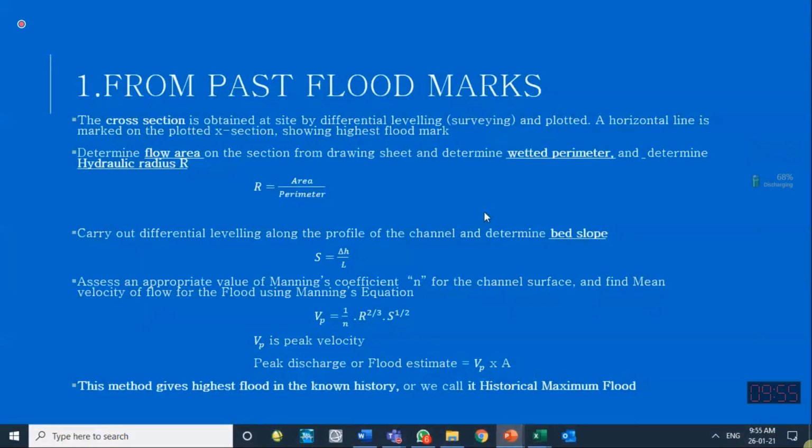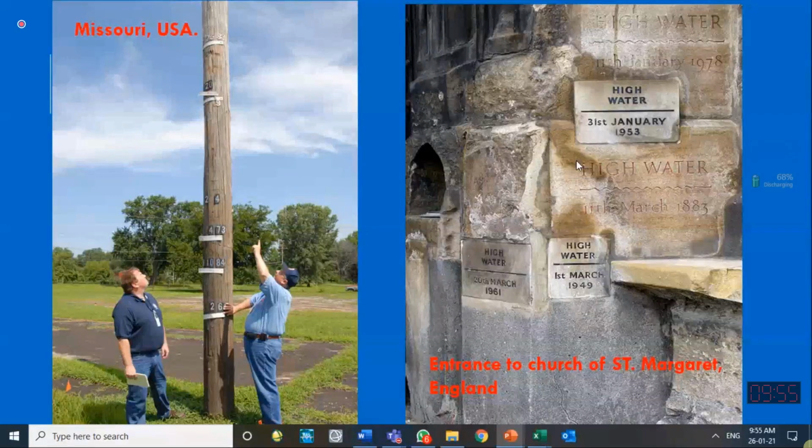If you have the flood mark and you have the cross-sectional area, you can get an idea of the flow area, and the perimeter you can also calculate. If you know the slope of the channel and you choose a suitable Manning's n, you can estimate the velocity of that flood or flow. And from the velocity multiplied by area, you can estimate the flow or the flood value which can reach these levels. So that is back engineering. From the flood marks, you calculate back and you calculate the discharge.